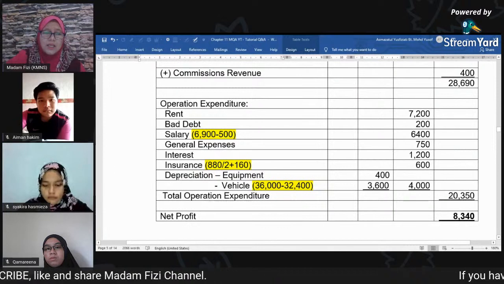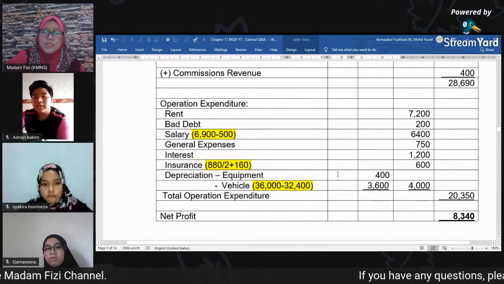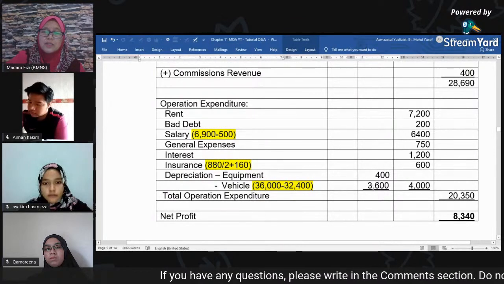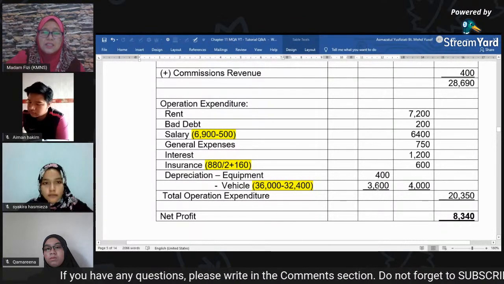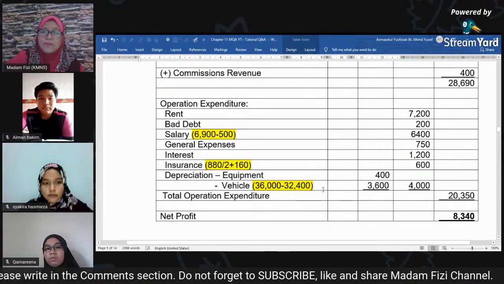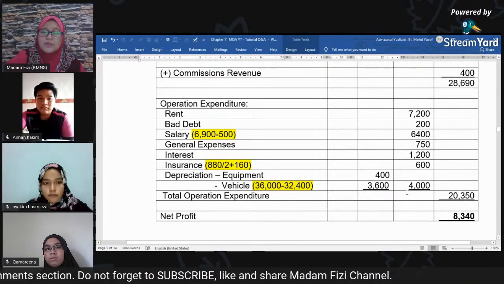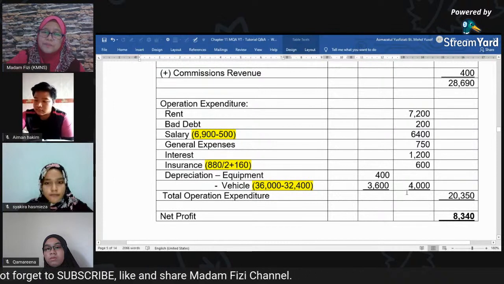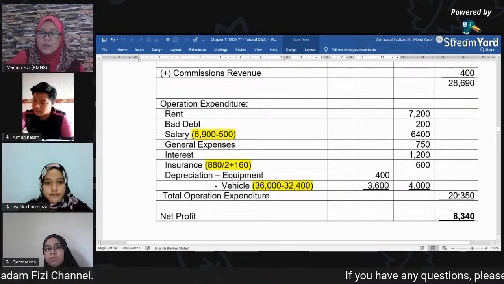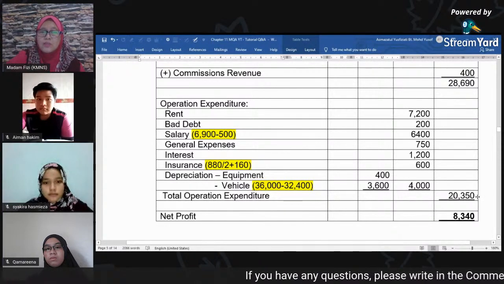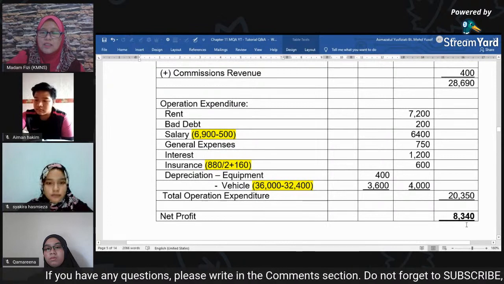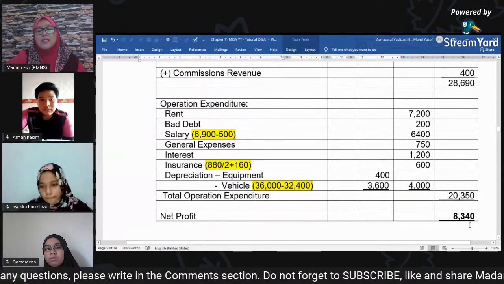Okay, and then next is depreciation. Equipment is 400. Vehicle, just now we have calculated, 3,600. That is the cost minus the depreciation. Okay, so total operation expenditure is 20,350. So we get net profit 8,340.